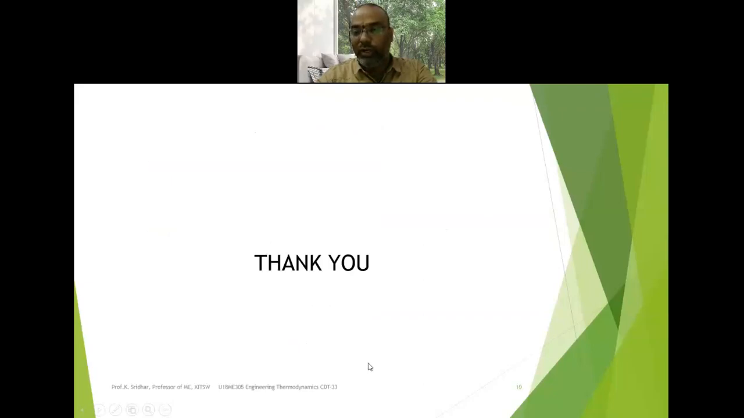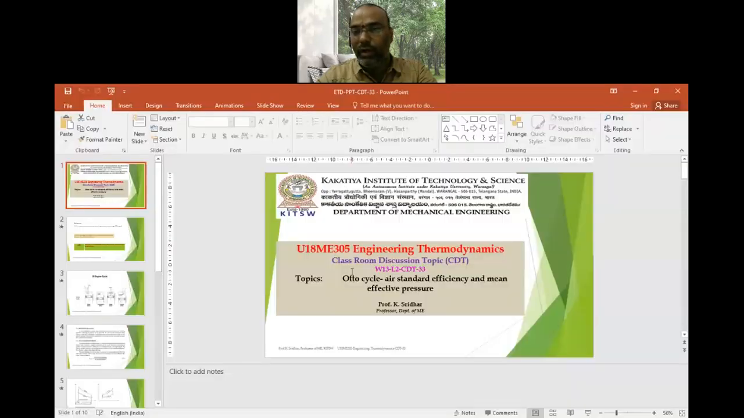In this particular class, we restricted ourselves to the working principle of the petrol engine, how the Otto cycle is represented on the PV diagram and on the TS diagram, and how you can find the air standard efficiency and mean effective pressure for the Otto cycle. So let us meet in the next classroom discussion topic.